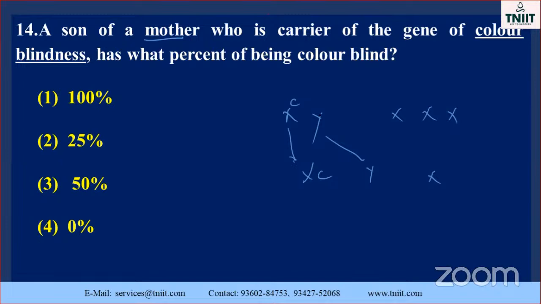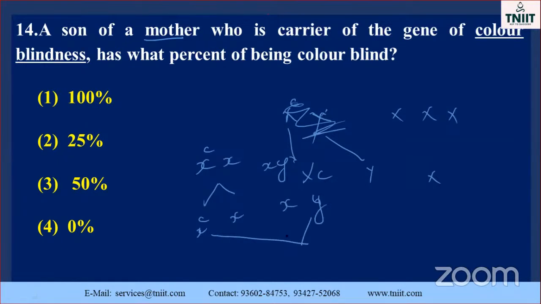For example, X X and X Y. The mother is X X, isn't it? Here the carrier is there. Father is X Y, not affected. So the gametes are X^C, the carrier, and X, and X and Y. When they join together, what happens? X^C and Y, and X X you will get. Isn't it? So in total, how many percentage? 50% only. So this option is the correct answer.